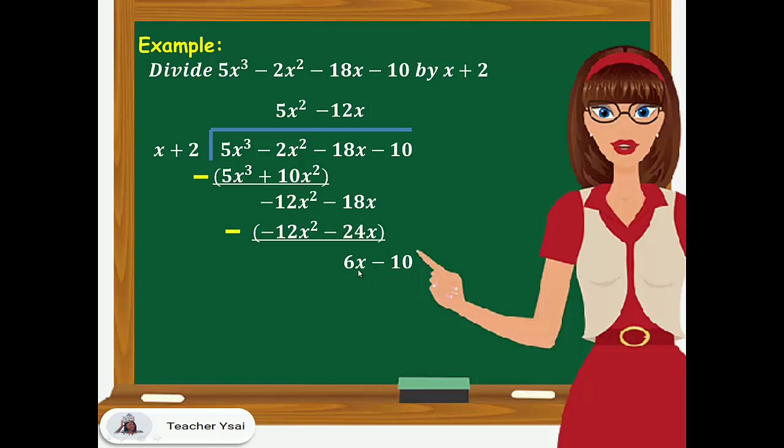Then continue the process. 6x divided by x is 6. Then multiplying 6 to the divisor, we have 6 times x is 6x. 6 times 2 is 12. Then proceed to subtraction. 6x minus 6x is 0. Negative 10 minus 12 is negative 22. So our remainder is negative 22. Therefore, the quotient is 5x squared minus 12x plus 6 minus 22 over x plus 2.